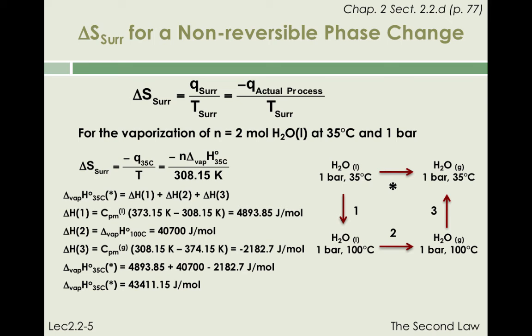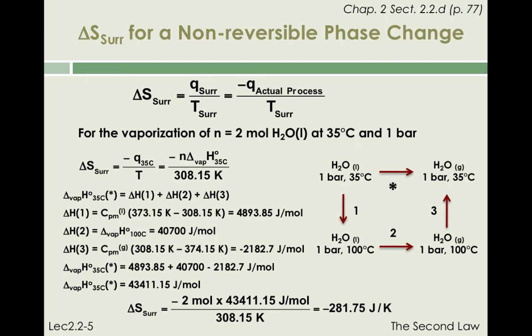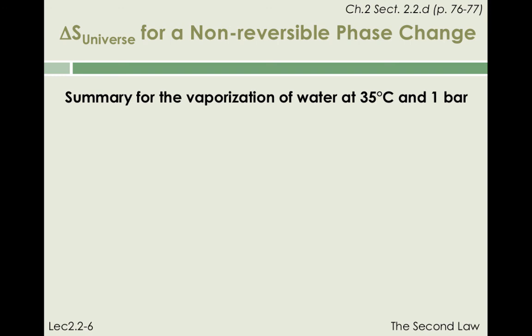And for 2 moles of water, delta S surroundings equals minus 2 moles times 43,411.15 joules per mole, divided by 308.15 Kelvin, equal to minus 281.75 joules per Kelvin. We now have all we need to discuss the calculation of delta S universe for non-reversible phase changes.